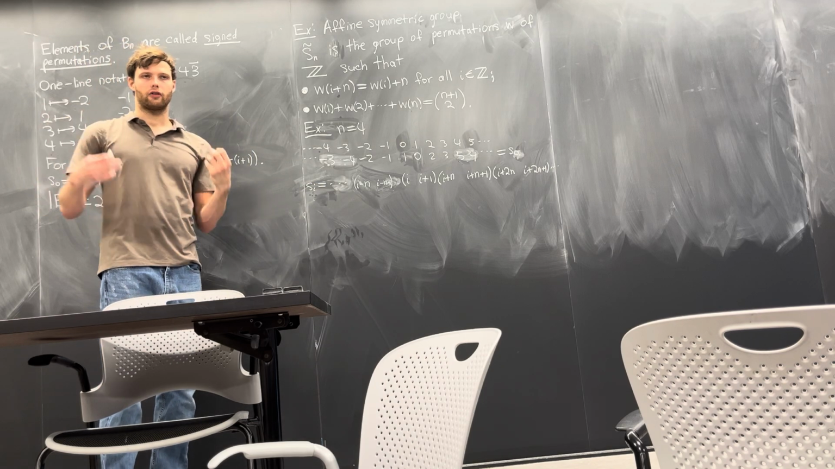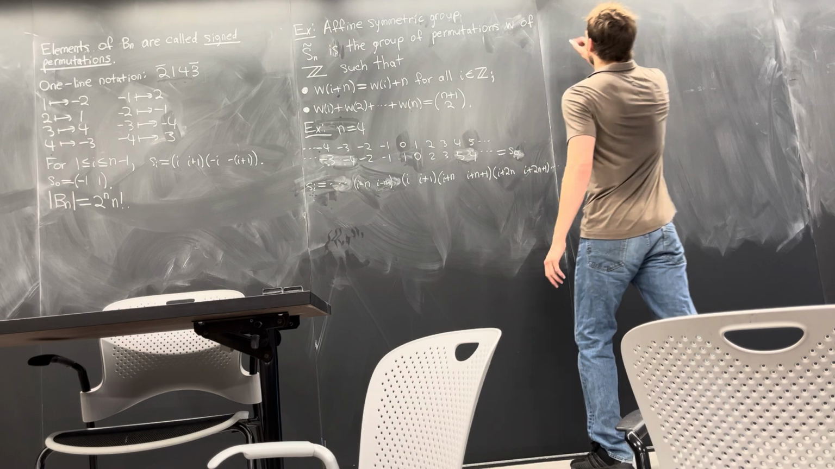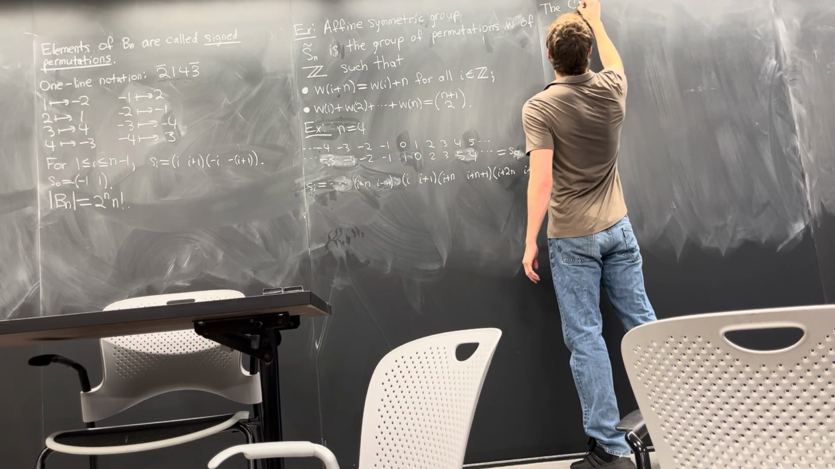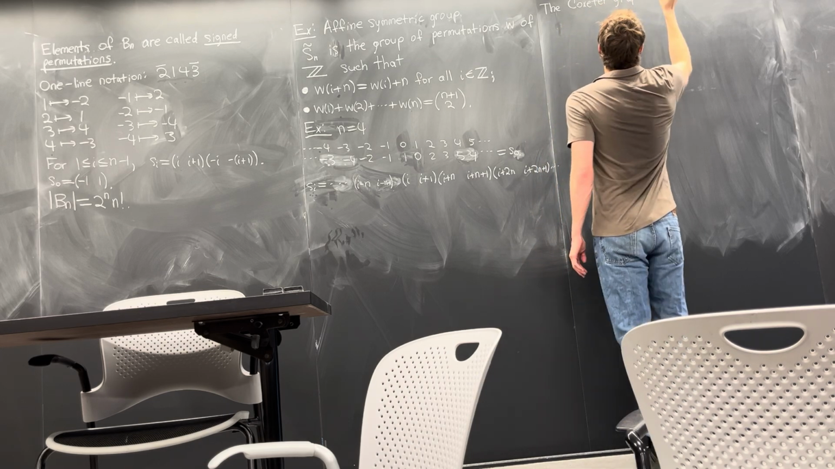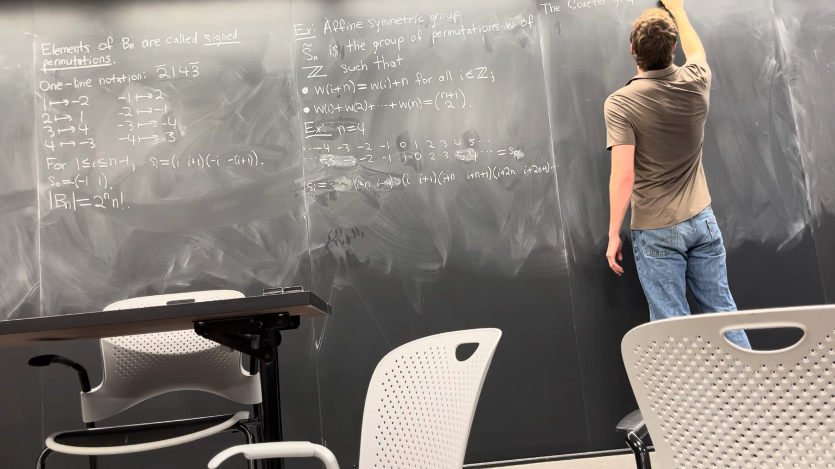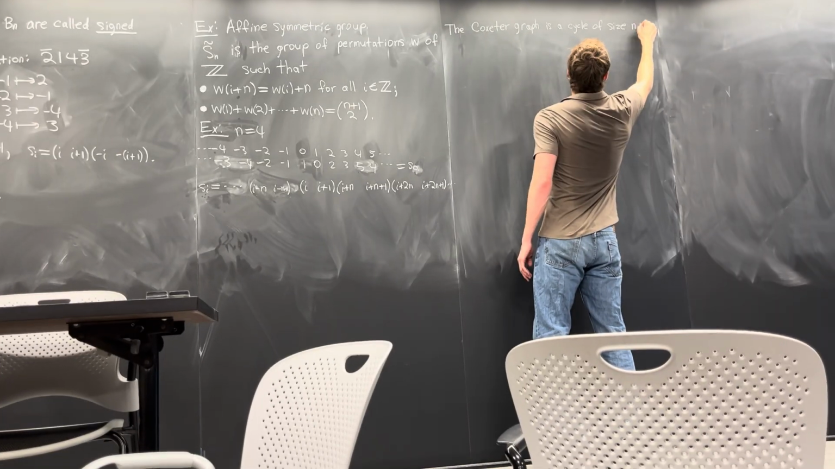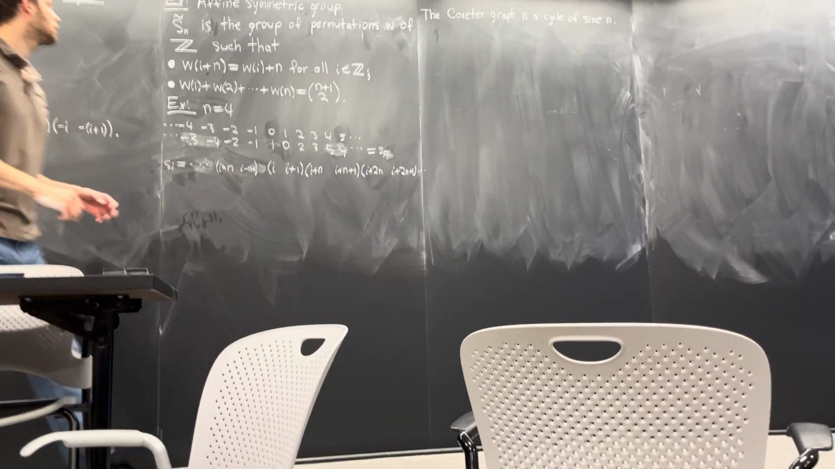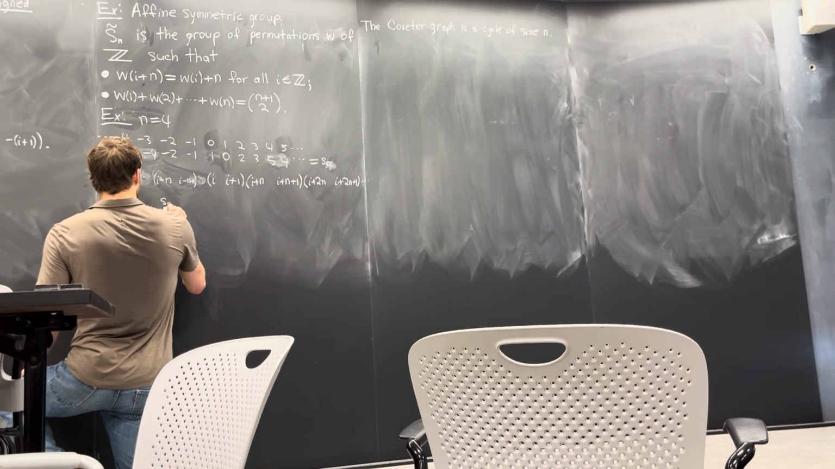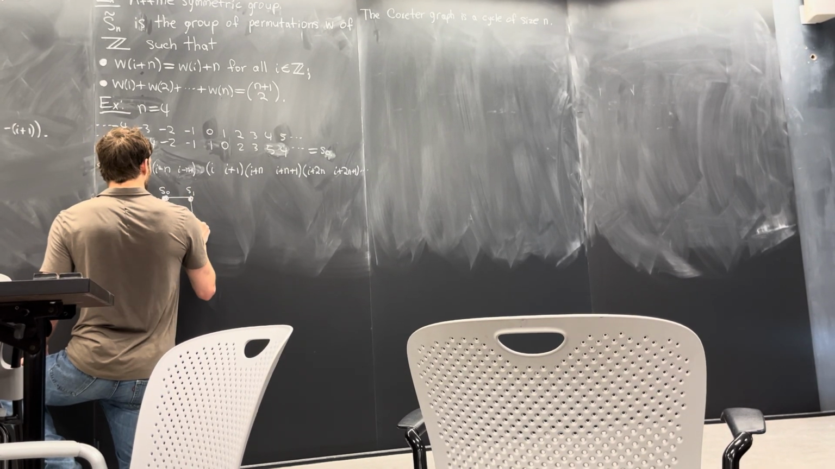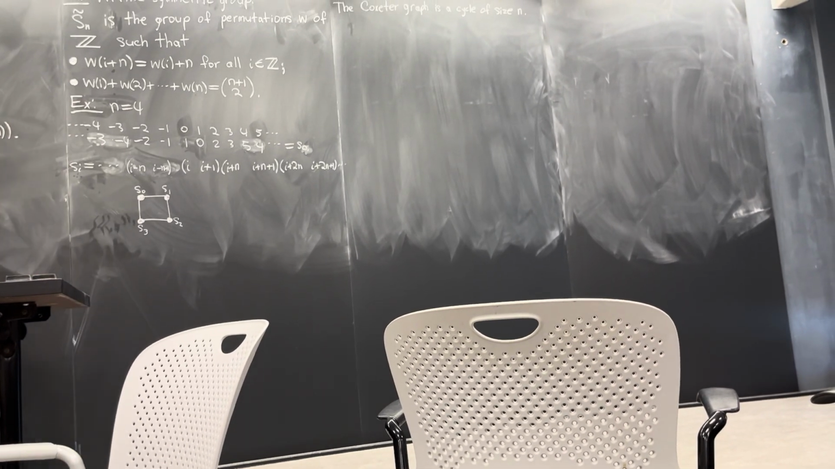And you can ask, what is the Coxeter graph? The Coxeter graph is a cycle of size n. And there are no labels on any of the edges. So in this case, with n equals 4, the Coxeter graph would be S0, S1, S2, S3, and it's arranged like that.